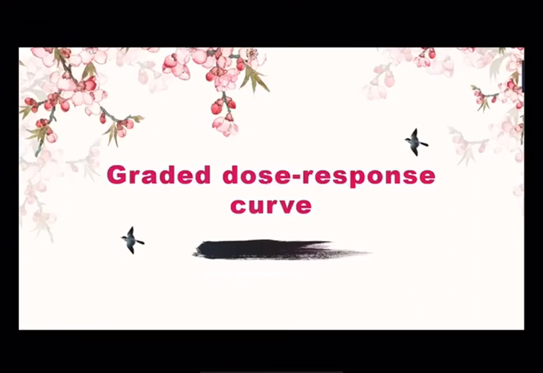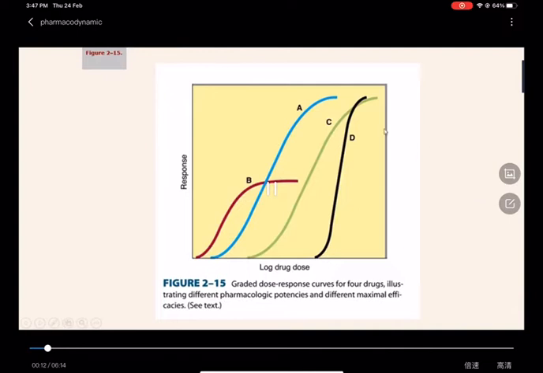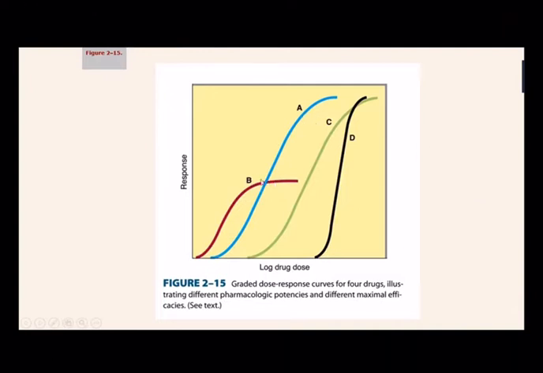Dose-response curve. Look at this graph. Which drug has the largest effect? A, B, C, or D? This is a graded dose-response curve for 4 drugs, illustrating different pharmacological potency and different maximal efficacy.